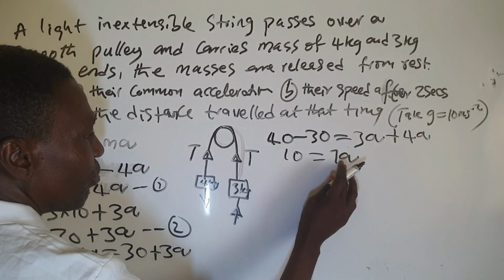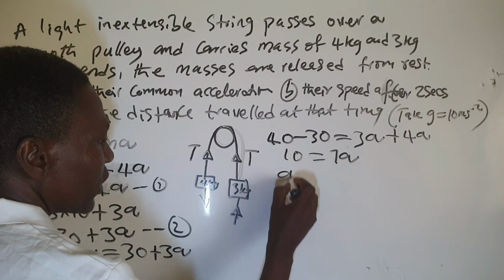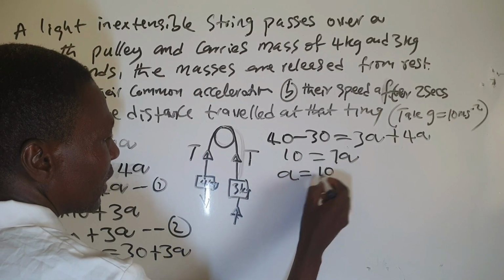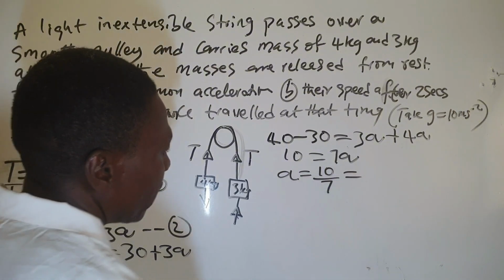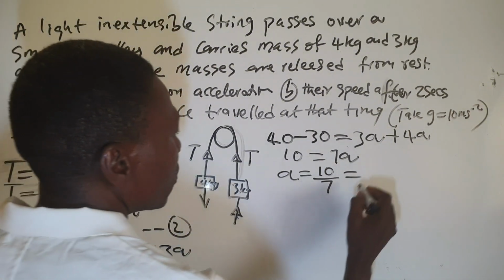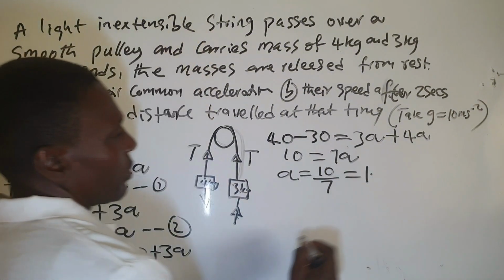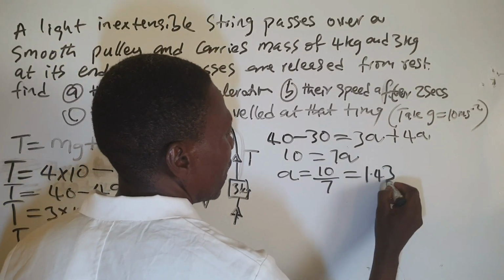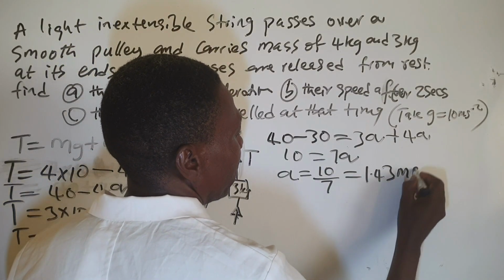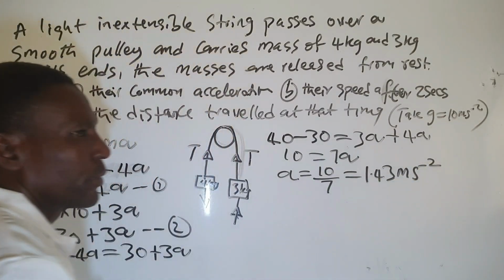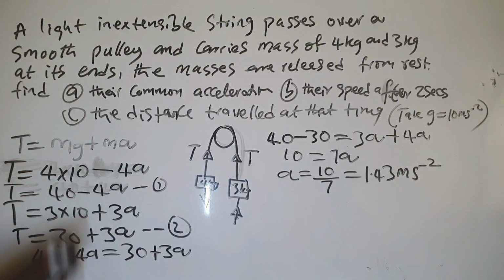So we will now be dividing both sides by 7, which will now give us a equals 10 divided by 7. What is the final answer? It equals 1.43 meter per second squared. That is the acceleration, that is the answer for number A.